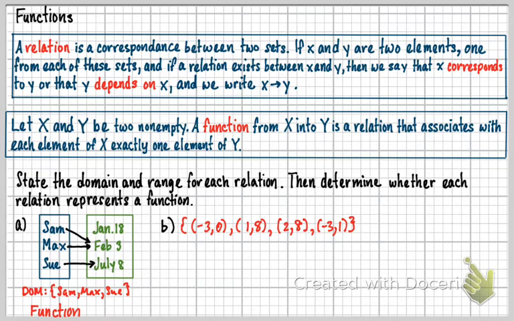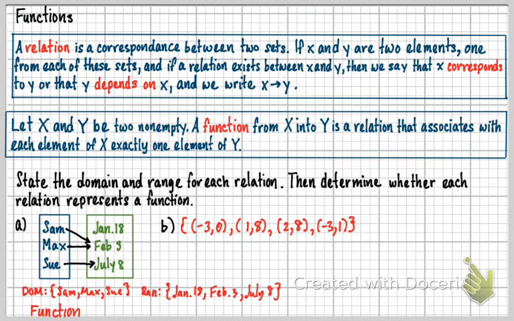So the range is where my domain is being mapped to, which is here. So that means my range is going to be, and I'm just going to type RAN, January 18th, February 3rd, July 8th. And that's my domain and range, and then we know this one is a function.